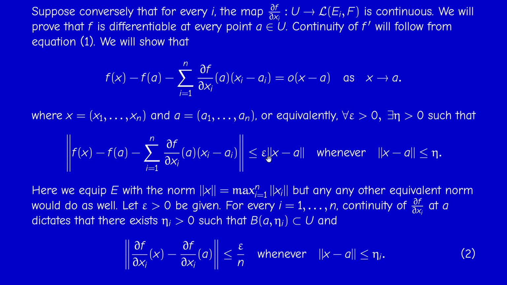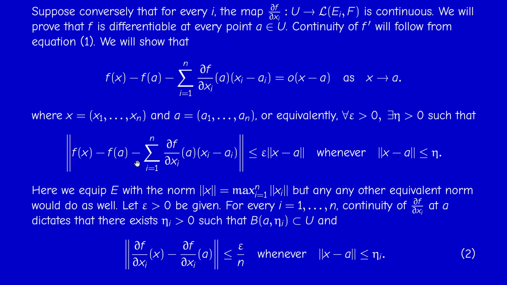Here, n is not a variable. n is the number of variables, so it's fixed. It's not a parameter that tends to infinity, so it's a constant in this context. But if you want to have exactly an epsilon here, we have to take epsilon over n. So this is the continuity condition. We actually have n continuity conditions, one for each partial derivative. We'll refer to this as condition number 2, because we shall use it.